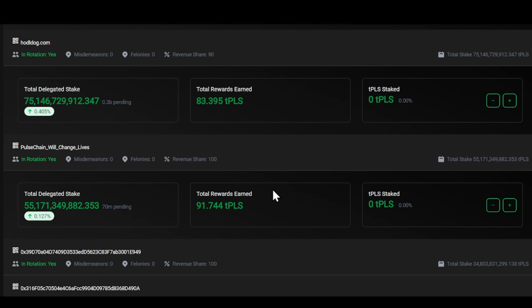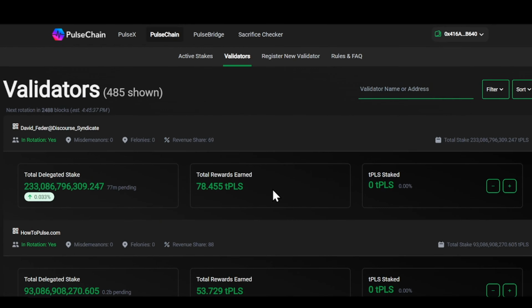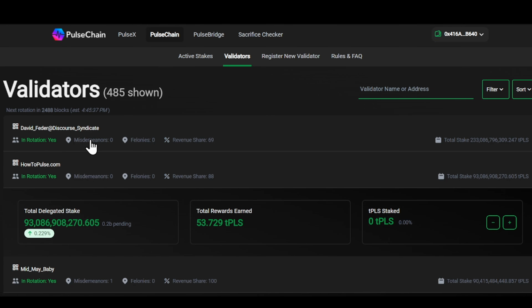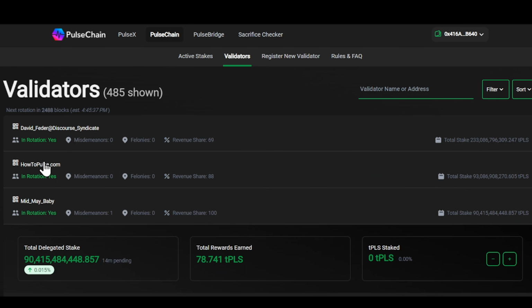Once we have validators online that are signing these blocks along with stakers, they're going to be earning free rewards, guys. This is what it's all about. Then eventually you're able to take those tokens and sell them for whatever type of money that you would like. We even have misdemeanors, felonies, and revenue share, so a lot of information.